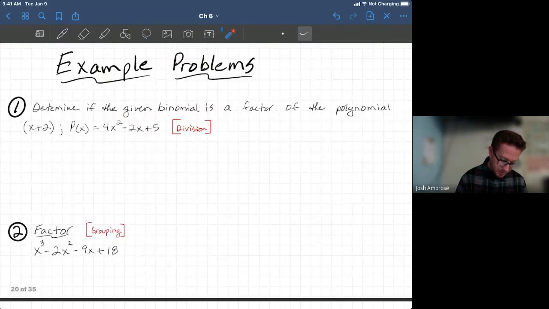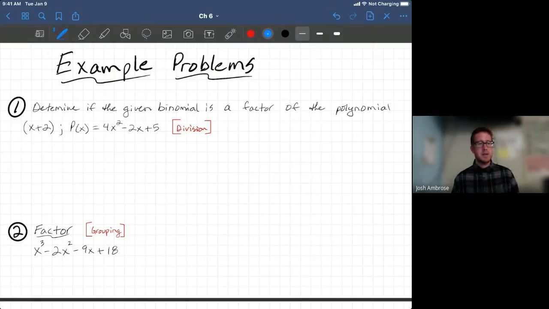Okay, so example problem number 1 here. You're given the binomial x plus 2, and you've got to determine if that is a factor. In other words, will x plus 2 perfectly evenly go into the polynomial 4x squared minus 2x plus 5? So we're using division, specifically synthetic division, all right, because we have a coefficient of 1 with the binomial. So you'll notice it says x plus 2. Right here, there's a coefficient just of 1. If you got a coefficient of 1, synthetic division is the way to go.